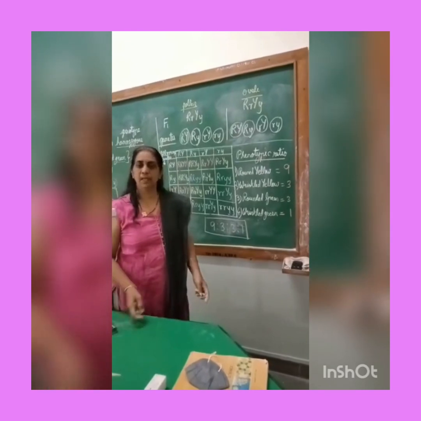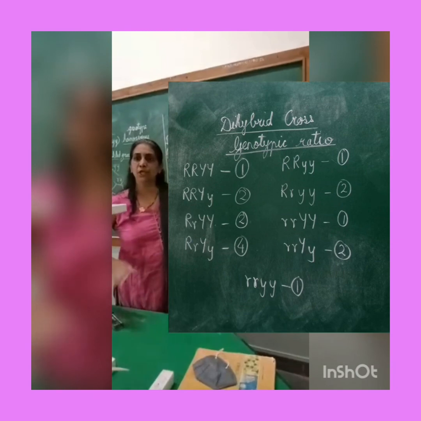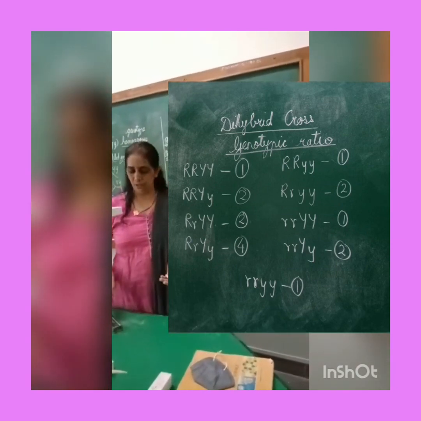Understood? Now the genotypic ratio also you can find out by putting all the various combinations together.